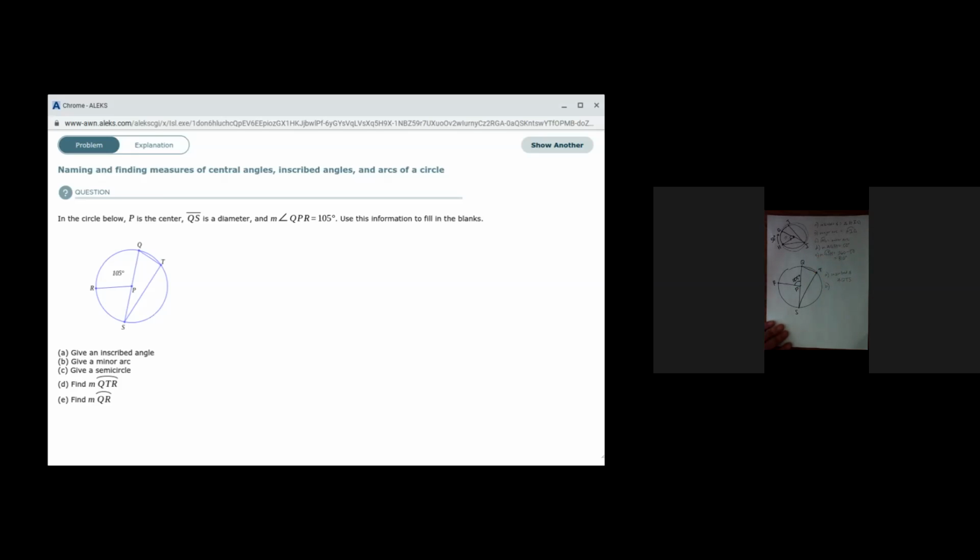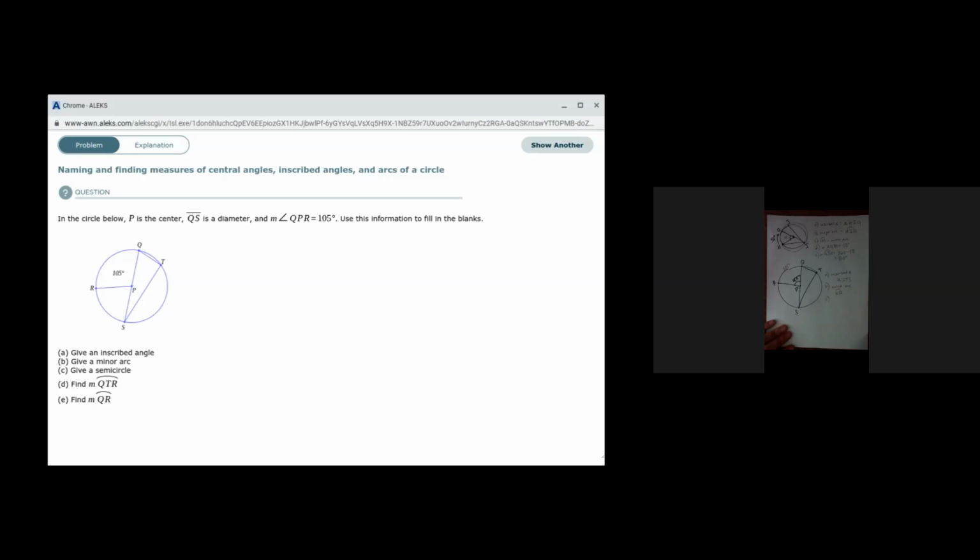How about a minor arc? What's a minor arc? It's less than 180. Well, I know this central angle is 105, so I know the arc it subtends is 105, so I know this is 105 degrees. So my minor arc here is arc RQ.